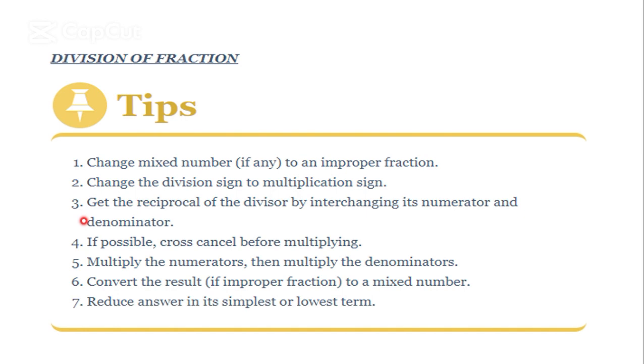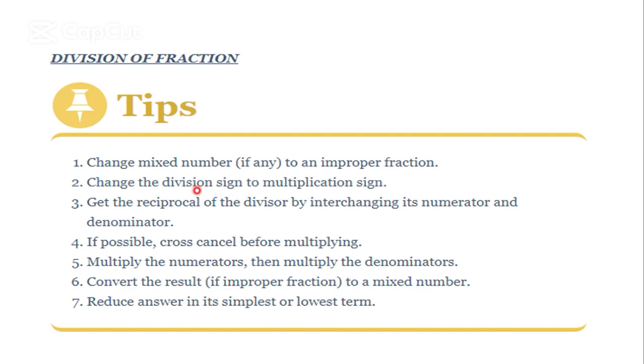The next important thing to do is to get the reciprocal of your divisor. The divisor is the second fraction. You need to interchange the numerator and the denominator. If you have 2/3 as your divisor, 2 as numerator and 3 as denominator, then to get its reciprocal, 2 will become your denominator and 3 will become your numerator. Okay, do you follow?